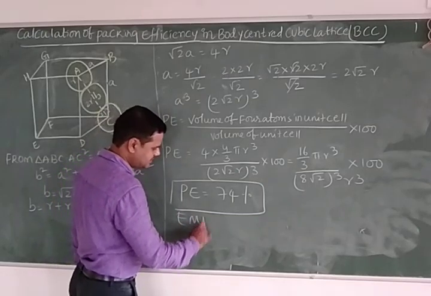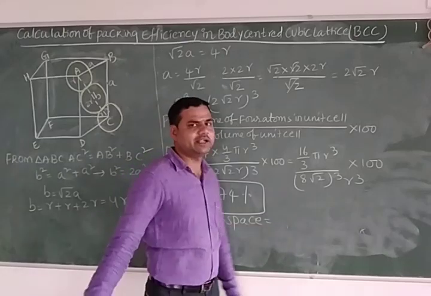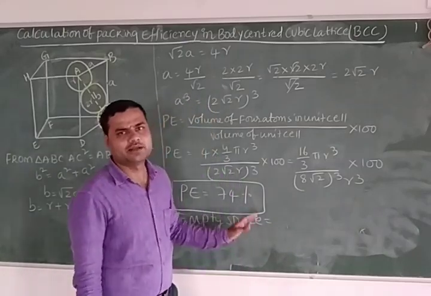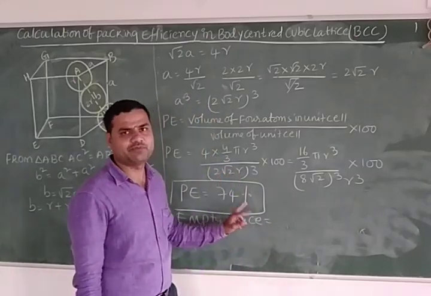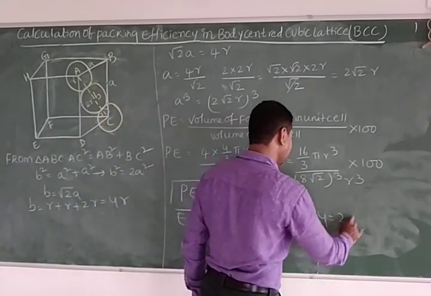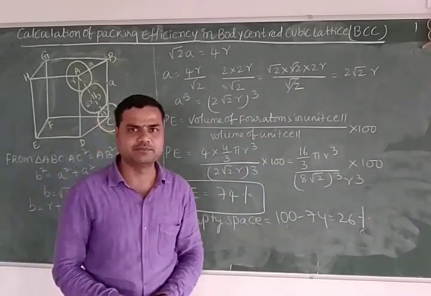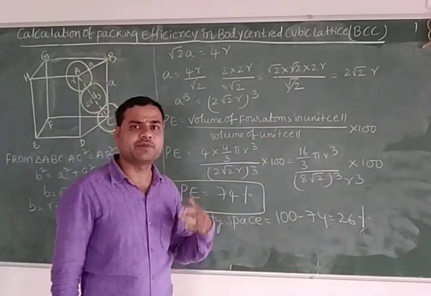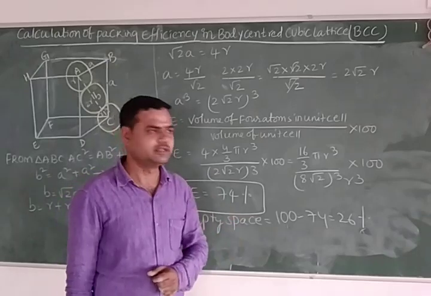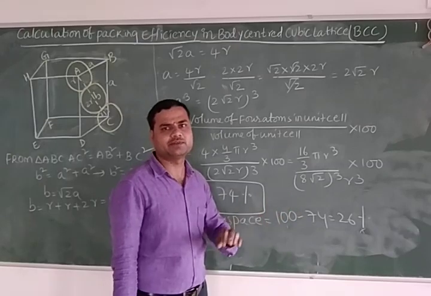What is the empty space? In case of face centered cubic lattice, atoms are packed with the percentage of how much? 74%. Remaining is empty. 100 minus 74 becomes how much? 26%. What is the empty space? It is 26%. Okay. And what is the packing fraction? It is the packing efficiency actually. And packing fraction is 74 by 100, 0.74.